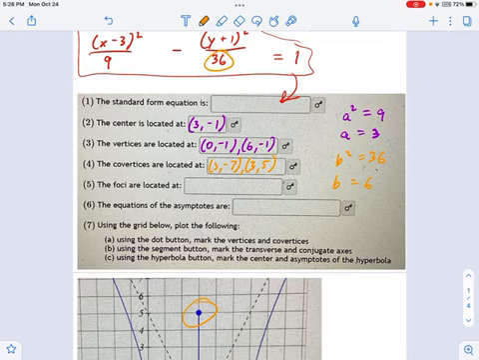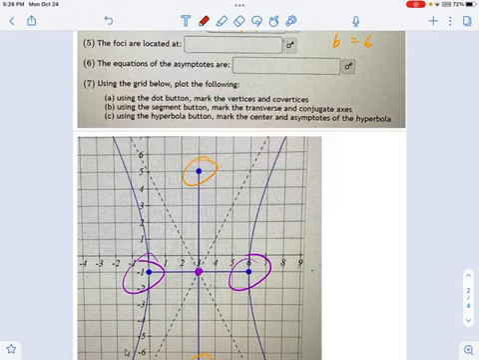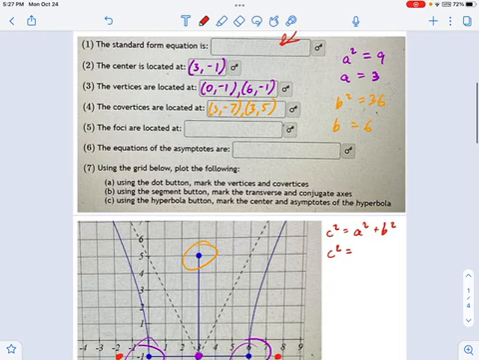The foci. Well, if you think about where the foci are located, remember they're in the same direction as the major axis here. And they just go a little bit further than the co-vertices. So, I don't know, there-ish. And the way we find those is with this formula for foci: c squared equals a squared plus b squared. That means, for us, I think a squared was 9, plus 36.